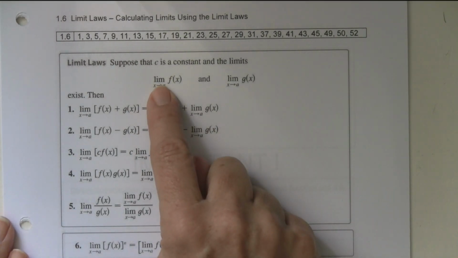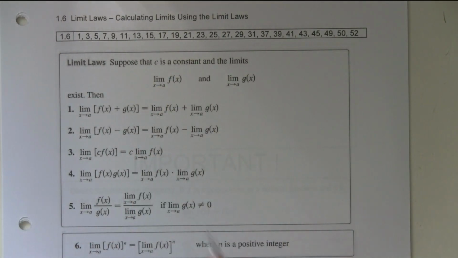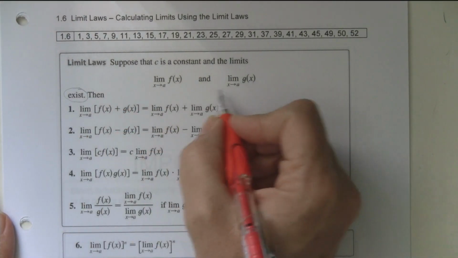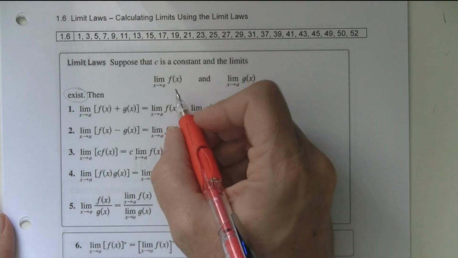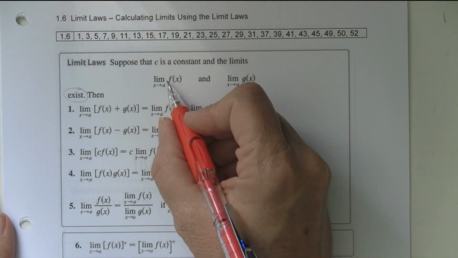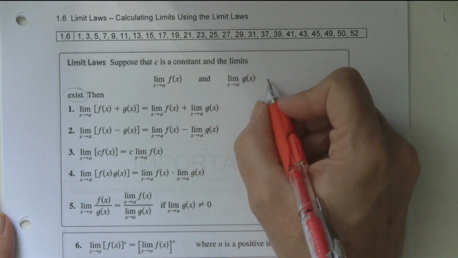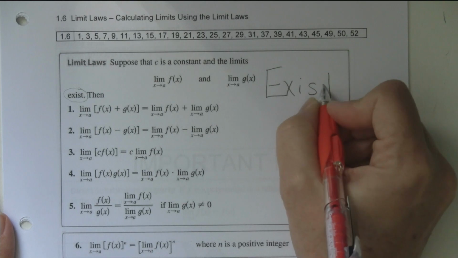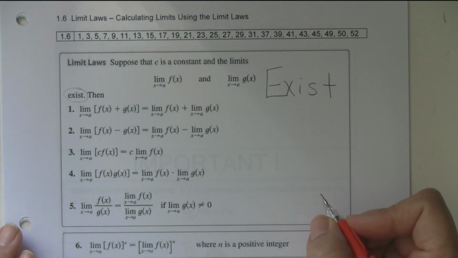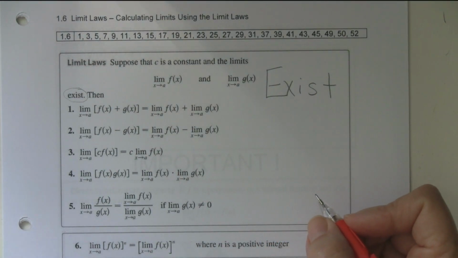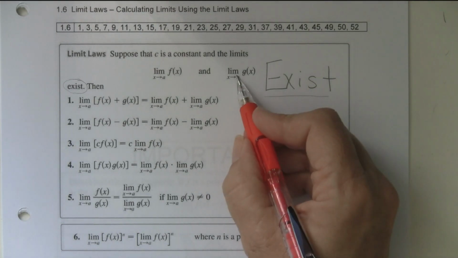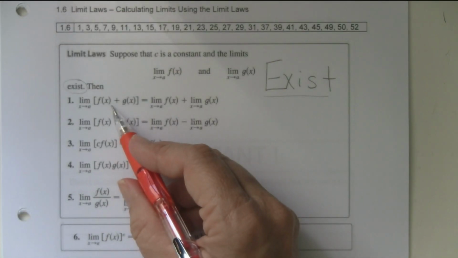The key here is that this and this have to exist. They can't be going to infinity, can't be going to negative infinity, can't be does not exist because the left side doesn't match the right side. So the key is that this has to exist and this has to exist, and then these things are true.